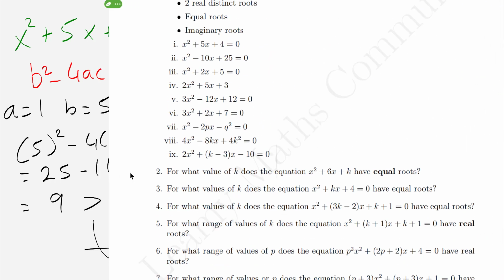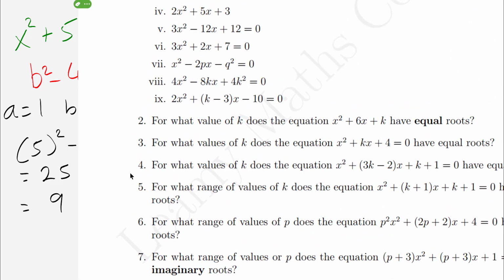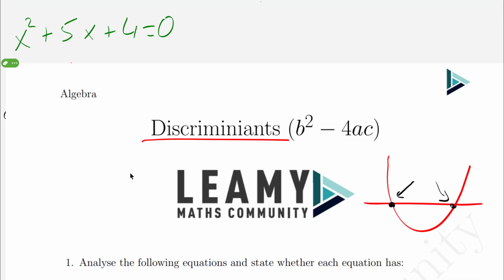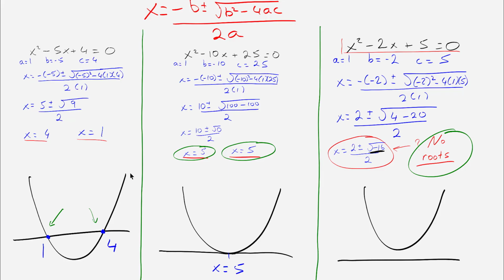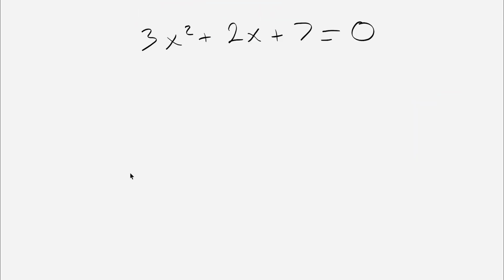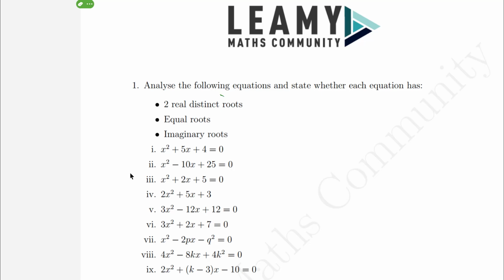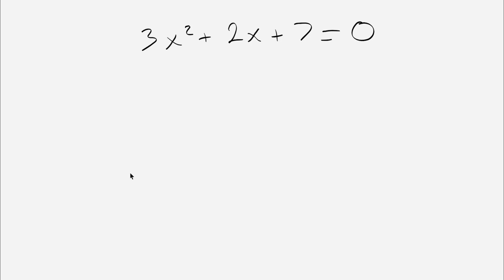Do one more example for you. Let's say I take part 6 here. 3x squared plus 2x plus 7 equals 0. So we've got the equation 3x squared plus 2x plus 7 equals 0. So once again, I'm not asked to find the roots. If you were asked to find the roots, you'd have to use the full minus b formula that we have here. But I'm only asked, do we have 2 real roots, equal roots, or imaginary roots? So in that case, I just care about the discriminant, the b squared minus 4ac.